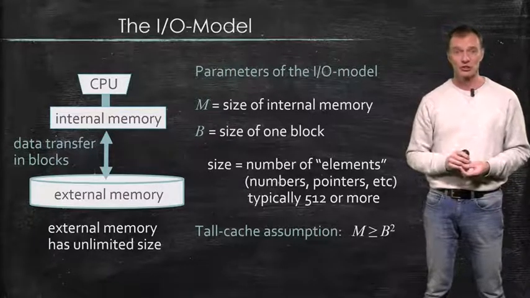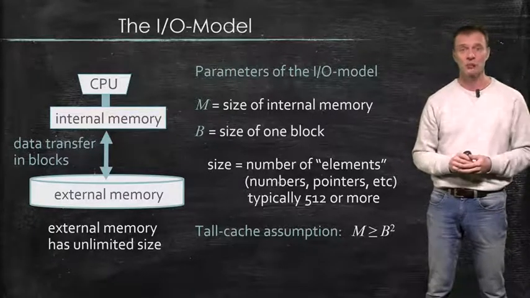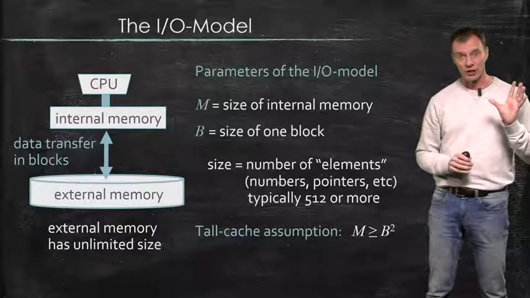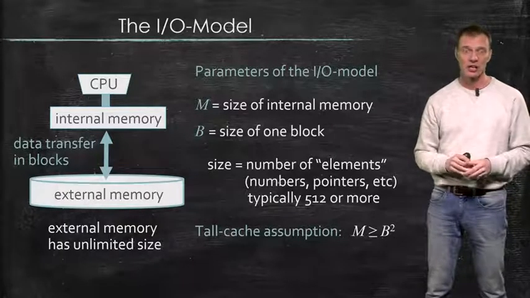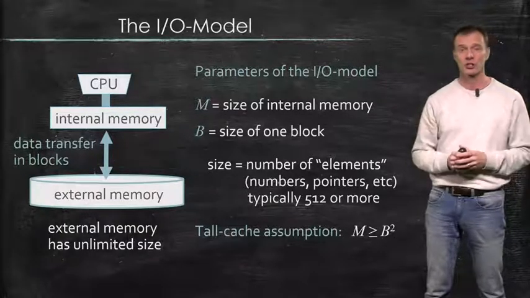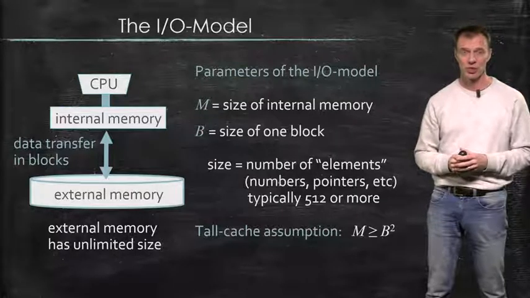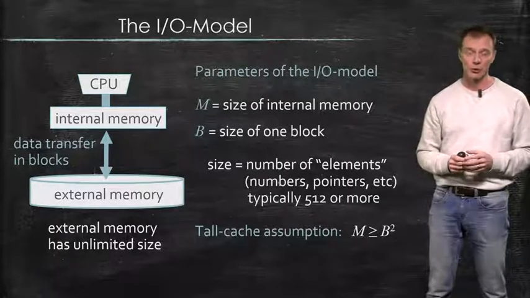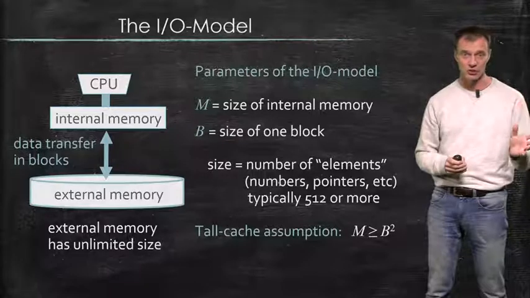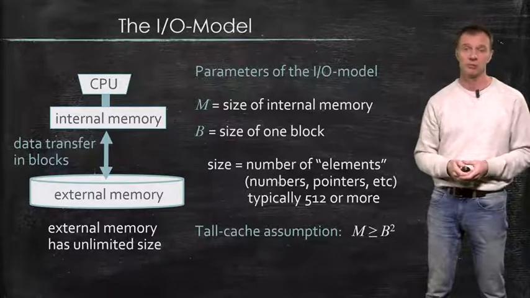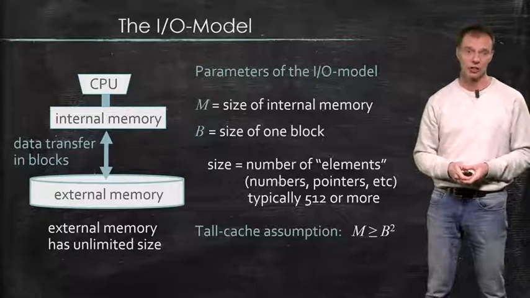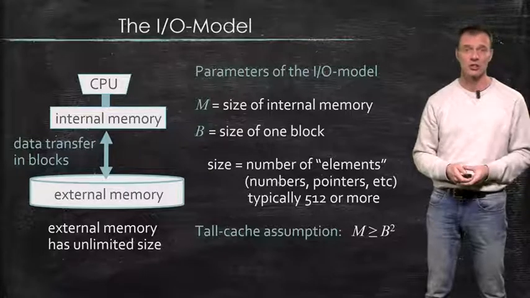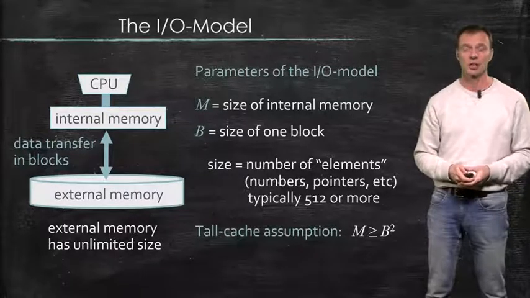Sometimes we will use a technical assumption that says that the internal memory size is relatively large compared to the block size. And in particular, sometimes we will need that M is at least B squared. And in practice, this is not an issue. But sometimes in the computations, we will need this assumption.